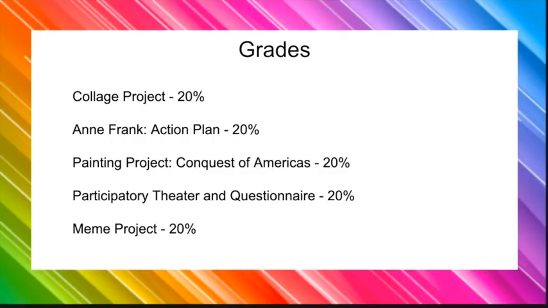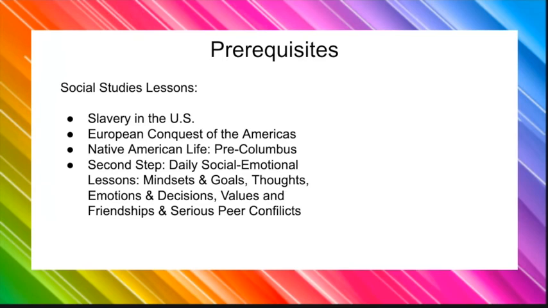Students will be graded on the 5 projects that they create throughout the course. Each project will be worth 20% for a total of 100%. Prerequisites for the course will be from social studies, ELA, and other courses. They will have learned about slavery in the US, the European conquest of the Americas, Native American life pre-Columbus, and our Second Step program during our activity period every day, which presents social emotional lessons with topics such as mindsets and goals, thoughts, emotions and decisions, values and friendships, and serious peer conflicts.